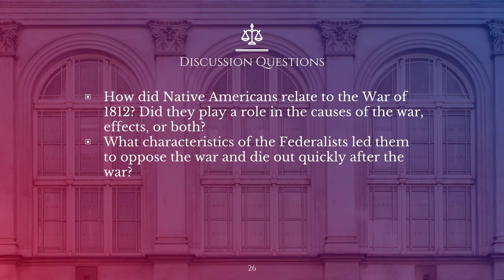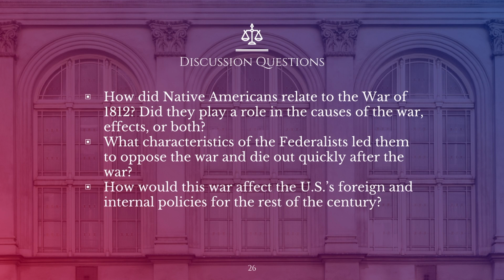What characteristics of the Federalists led them to oppose the war and die out quickly after the war? And also, how would this war affect the United States' foreign and internal policies for the rest of the century? So as you continue studying U.S. history, you'll probably see that throughout the Civil War and some of the isolationism that the U.S. exemplified throughout the rest of the century was probably largely due to this war itself.